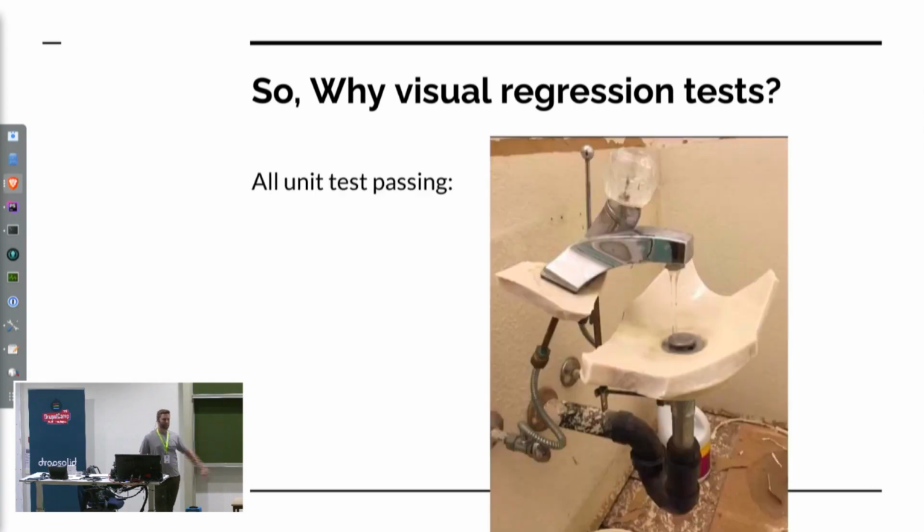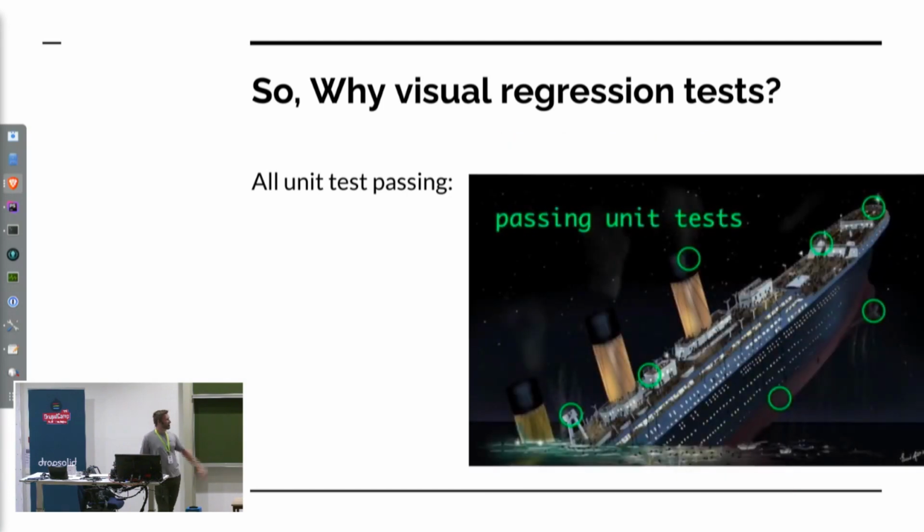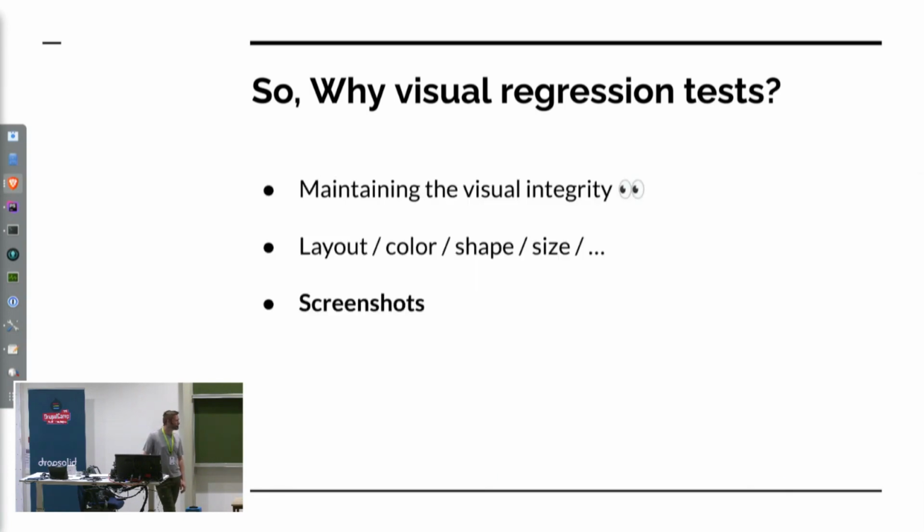Yeah, some examples: all the unit tests do pass. It works, but how does it look? Not really good. Same for this. Everything functional about that part of the tests is okay. All the tests are passing, but obviously it doesn't look good. So that's a perfect example for why you could need visual regression tests.